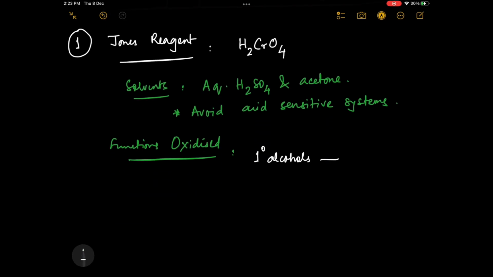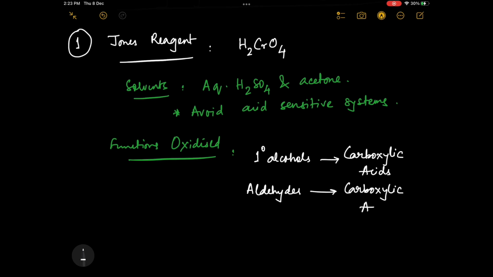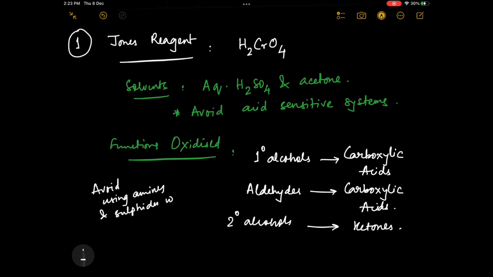The Jones reagent is quite a broad spectrum oxidizing agent. It can oxidize 1 degree alcohols to carboxylic acids, aldehydes to carboxylic acids, and it can also oxidize 2 degree alcohols to ketones. Hence we can see that it can oxidize alcohols to carbonyl compounds as well, because 2 degree alcohols can be oxidized to ketones.